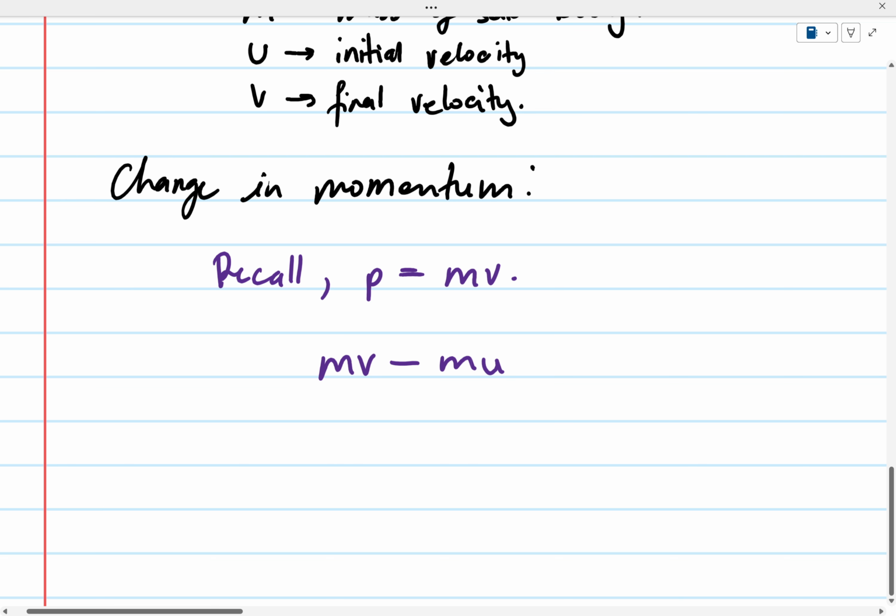Drop a 1 in the chat if you agree with what is here. Alright, so we agree. So final momentum minus initial momentum, because we can see the velocities, right? So we have that there.